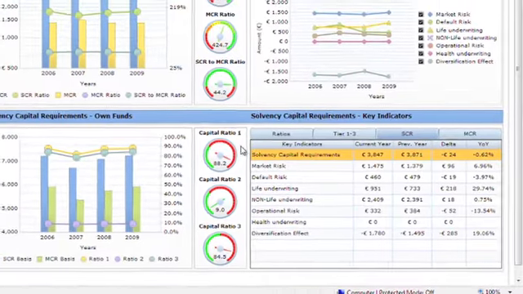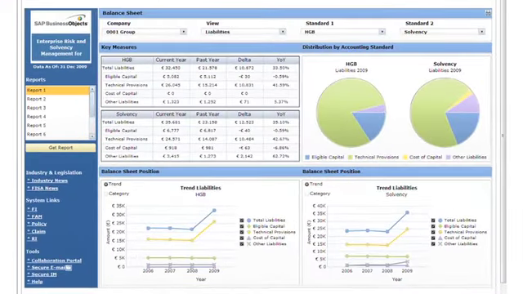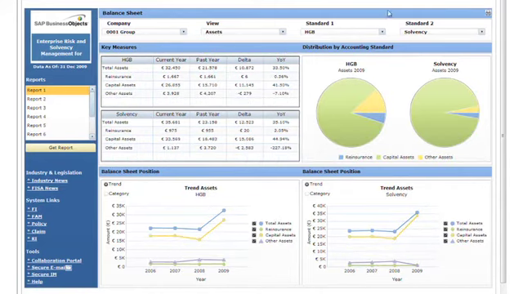To investigate further, let's take a look at our balance sheet dashboard. As we look at our balance sheet, again, we see our selector for company, or group versus company. But we also see a new selector for liabilities or assets view. Let's view our assets first. We also have selectors to compare accounting or regulatory standards. In this case, we're looking at HGB, which is the German General Accounting Standard, versus solvency.